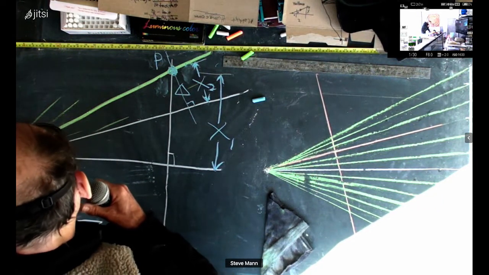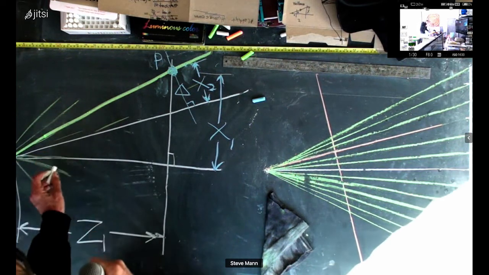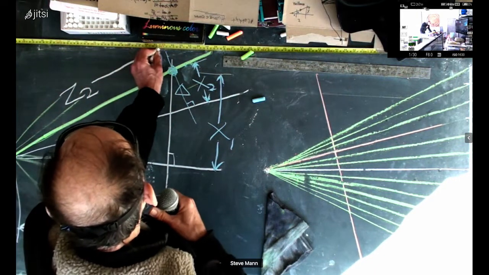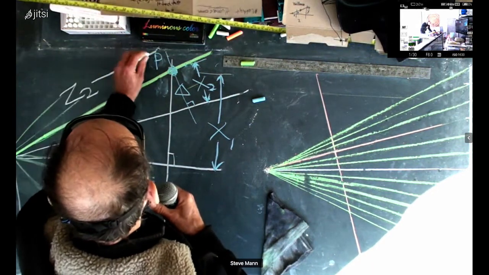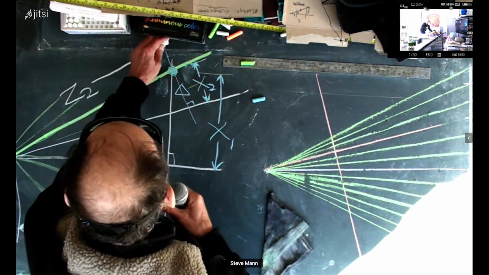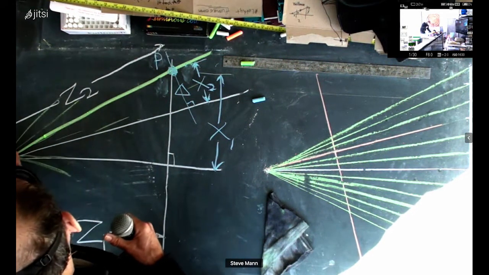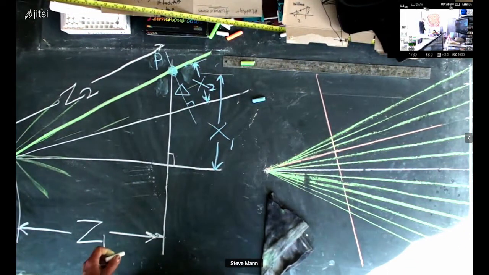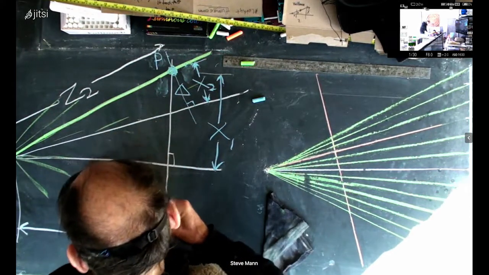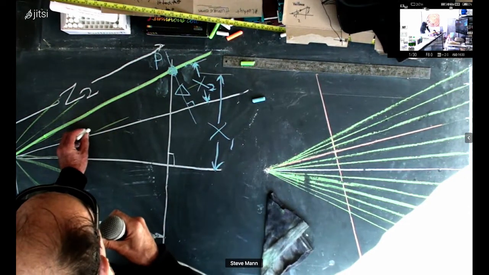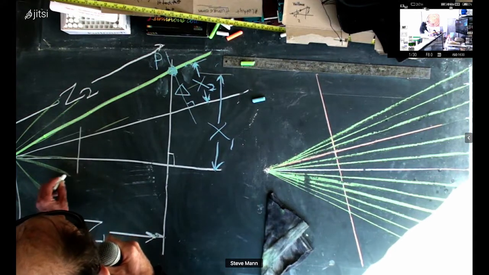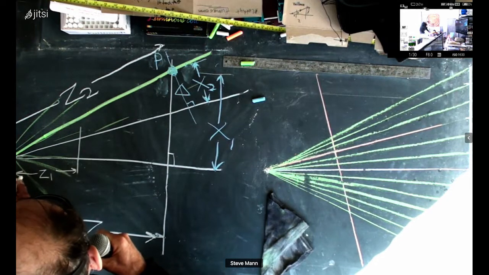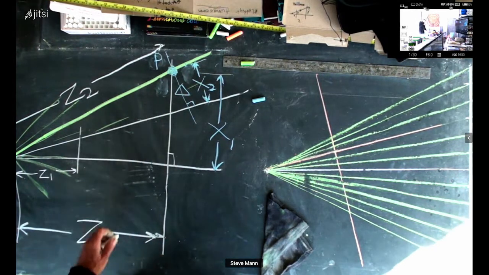And then we have big Z2, this distance here along that optical axis. And then now we're going to take little Z1, which is this distance here that we're imaging down to in the first camera.